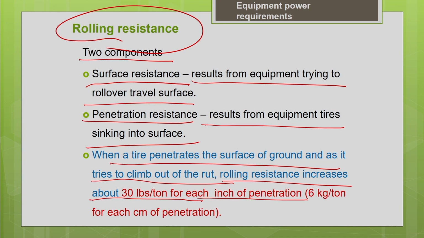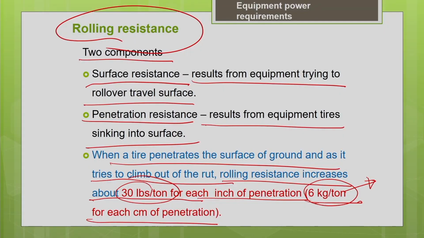So, for 1 inch of penetration into the surface, how much effort do we need? 30 pounds per unit weight of the machine. In SI units, we need 6 kg per ton, 6 kg per unit weight of the machine, for each centimeter of penetration of the tire into the surface. Basically, your rolling resistance increases by 6 kg per ton for each centimeter of penetration of the tire into the surface. So, using this you can calculate your penetration resistance.